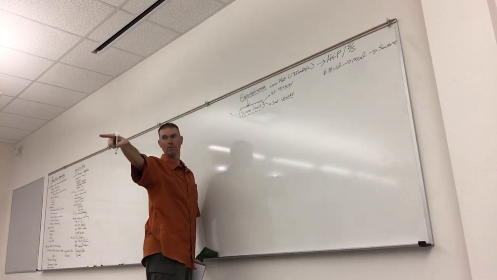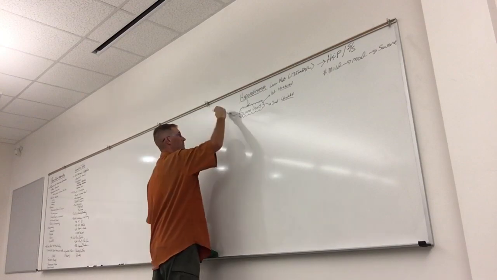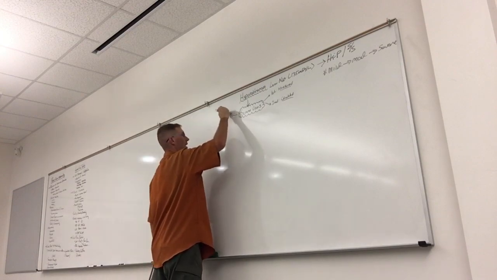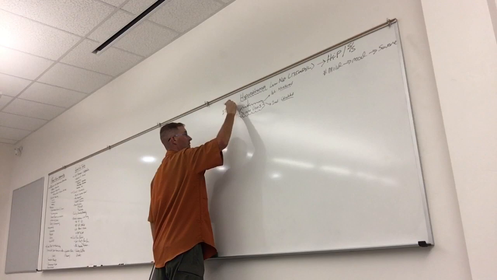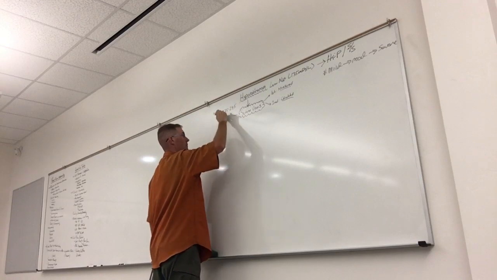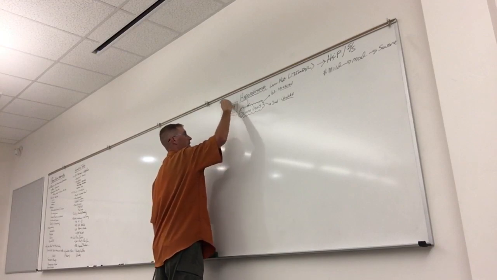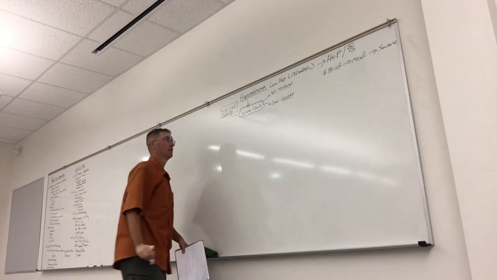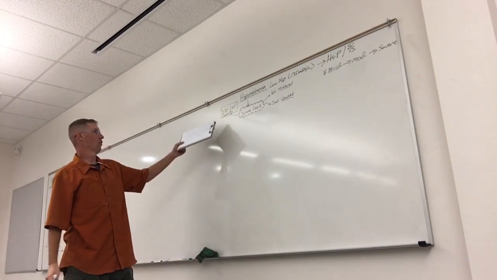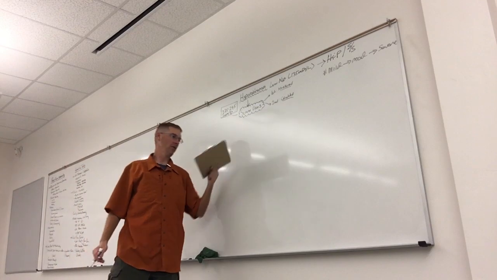275 to 295. Say it again? 275 to 295. 275 to 295 what? Milliosmoles per kilogram. All right, good. So that's the normal range. All right, so we're going to first get measured and then calculated.